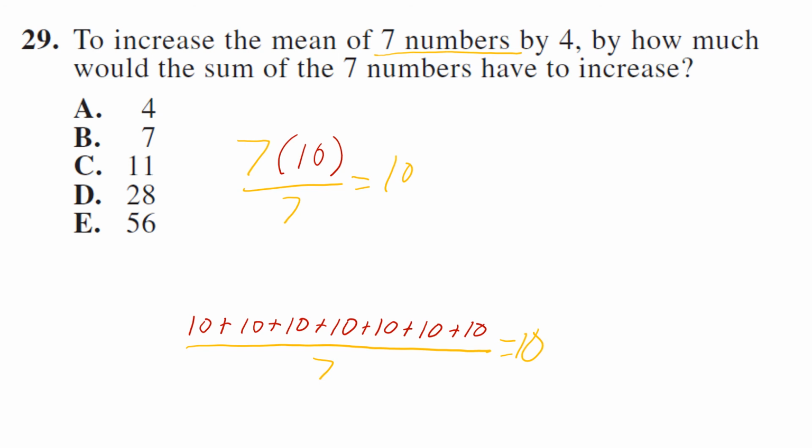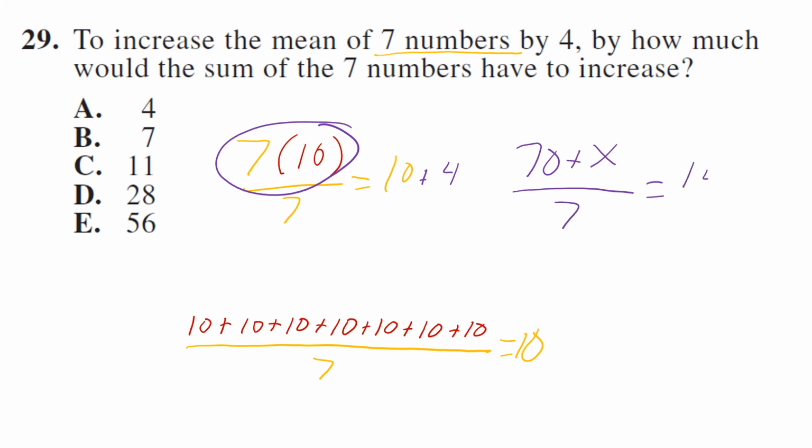We want to increase the mean by 4, so we're going to say plus 4. This is now 14. How much would the sum of the 7 numbers have to increase by? If we have 7 times 10, this is 70, and we want to know how much we have to increase that by. We're still dividing by the same number, 7 numbers, to get to 14. Now we have an algebra question we can solve.